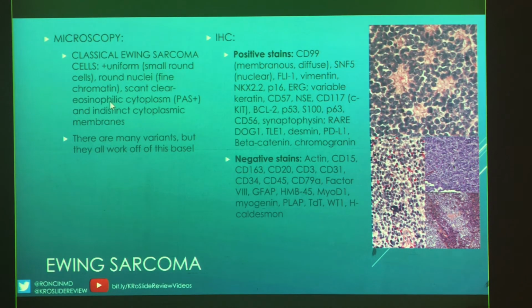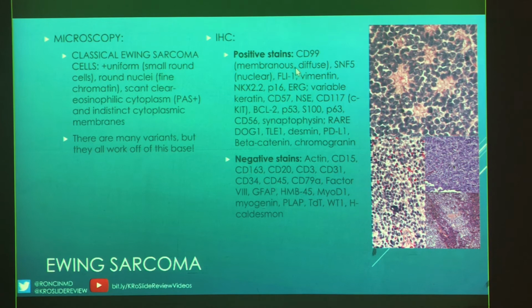Again, this is kind of all I went over, was just the classic Ewing base. And again, you don't have to have pseudo-rosettes, but the cells themselves, that's the base that you really need to know, because there's a lot of variants, and we simply just do not have time to go over them all. We would have to do a lecture entirely on Ewing sarcoma to go over all of them.